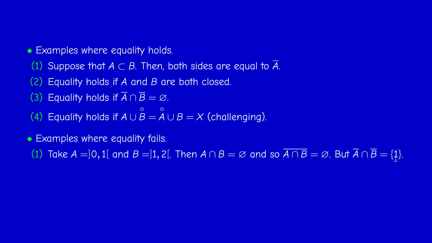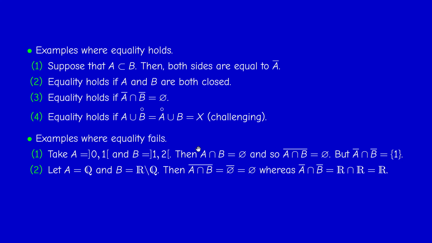And another extreme case is the rational numbers, take A to be the rational numbers, B the irrational numbers, then they don't meet, so the closure of the intersection is empty, whereas the intersection of the closures is just R intersected with R, which is R. So one is empty, the other is the whole space. And you may also invent other examples if you like.